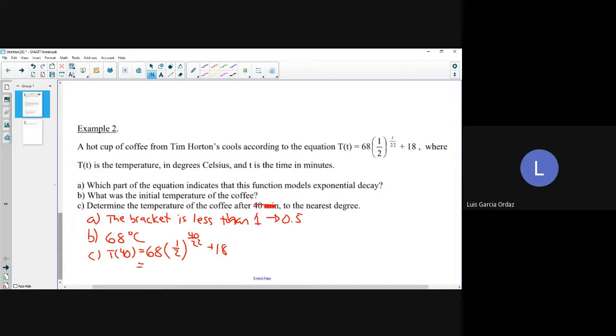Every quiz and test that I've done recently, I've only got one question wrong. 37 degrees Celsius. So basically, after 40 minutes, that's how much your coffee cools down to.